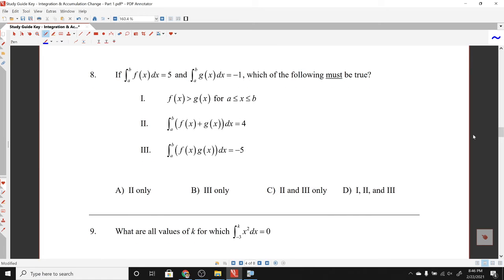Number 8. If the integral from a to b of f of x is 5 and the integral from a to b of g of x is -1, which of the following must be true? Now, the first thing to note here is this. Just because the area from a to b is 5, it does not mean that you're looking at a graph like this, if this is a and this is b, that this area is 5.